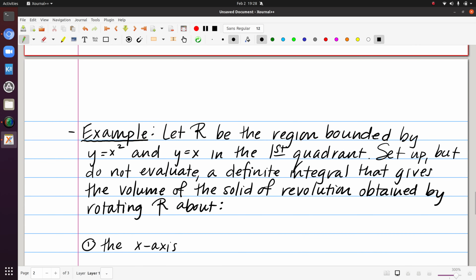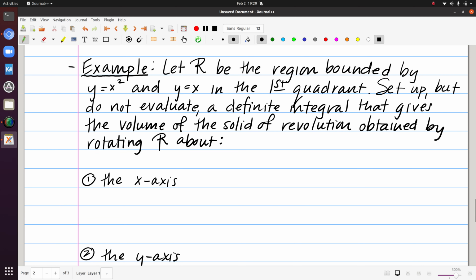So to do this, what I want to do is just think about one region, and then we're going to rotate it around actually 6 different axes of rotation, and think about just setting up the integral, but we're not going to go through the process of evaluating it because I do want to just stress the setup. So we're told that R is the region in the first quadrant bounded between the function y equals x squared and the function y equals x.